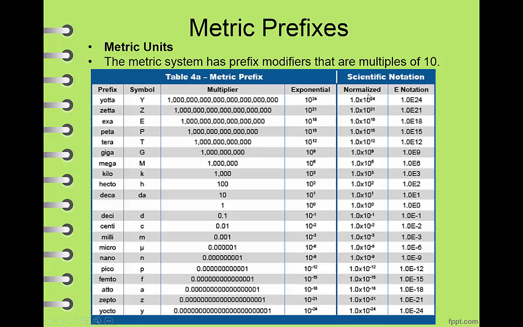Okay, now there are exponentials and then scientific notation for those. We'll be talking about exponentials and scientific notation in the next lecture.